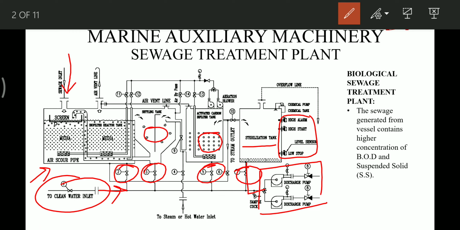Other thing is the two blowers are provided on this sewage treatment plant for providing air to all the tanks. As you can see, on the first tank the air is provided, then in the settling tank air is provided, then on the activated carbon tanks.